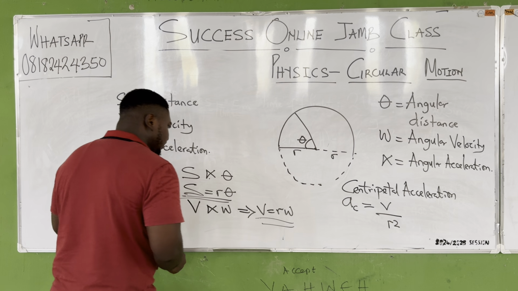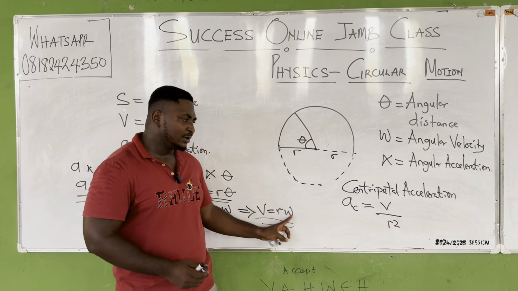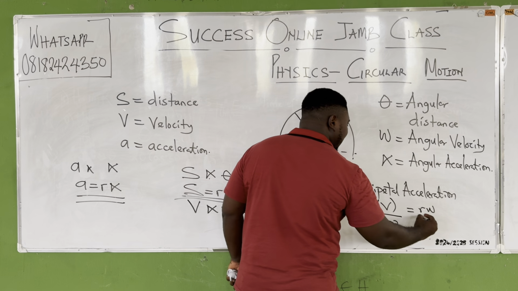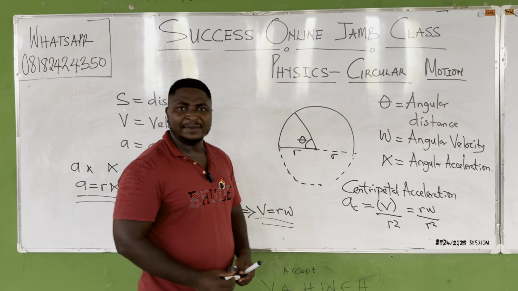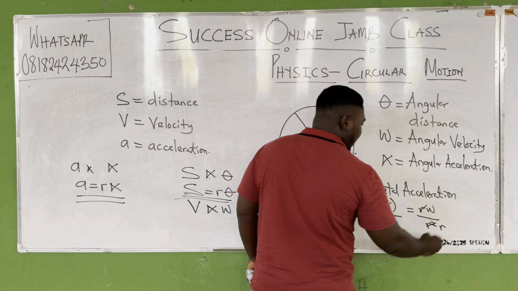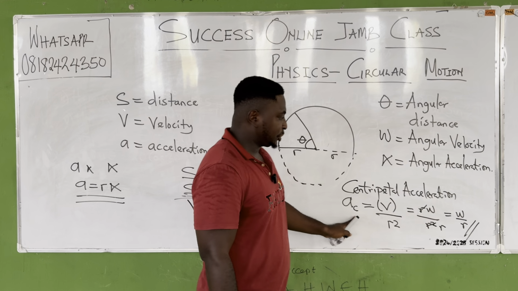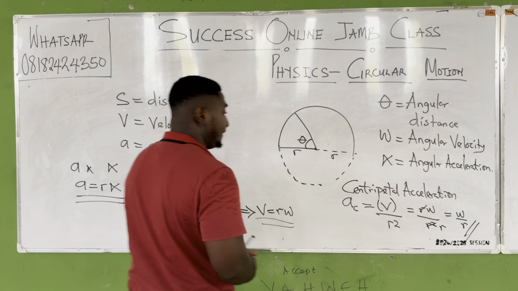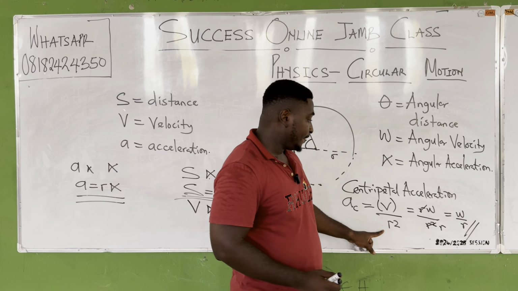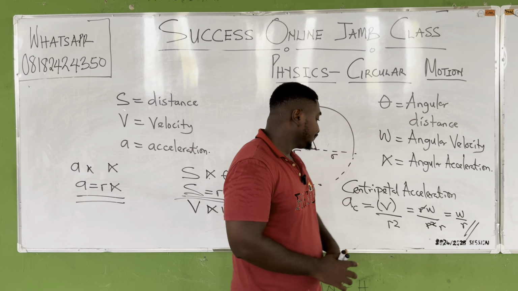Also, very important, I must remind you that our v is r w. Don't forget our v is r w. So we can replace the v here with r w, since v is r w. So our formula becomes r w all over r square, so that r cancels one r and we're left with only one r. This then becomes w all over r. So if you don't want to use v all over r, you can replace your v with r w.